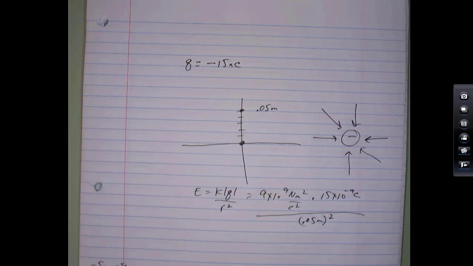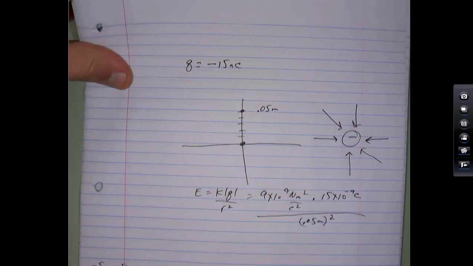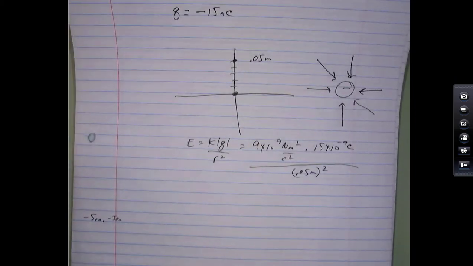Okay, as far as the units go, this will come out in newtons per coulomb, right? There's a meter squared and a meter squared. The newton stays where it is, coulomb squared and a coulomb. So we end up with newtons per coulomb. That's what electric field strength is. The units are given in newtons per coulomb.